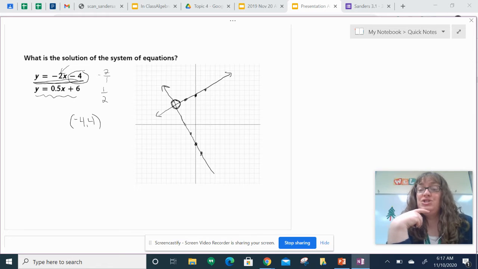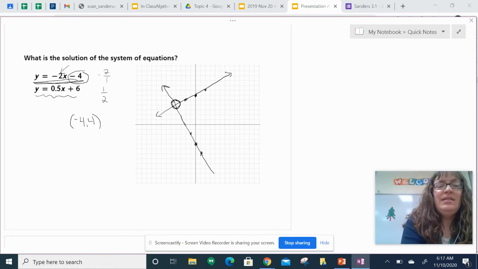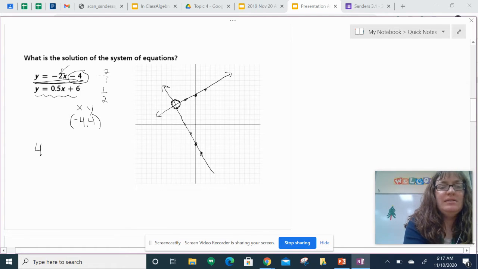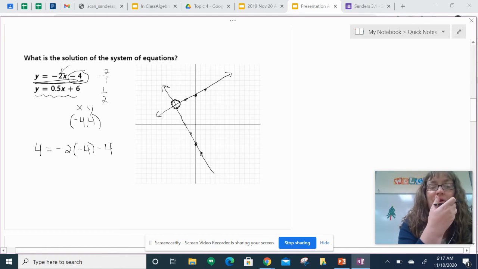So I always like to check my answer by plugging these values in. Again, this is the x and this is the y. And so I'm just going to check it in that first equation by saying, is it true that 4 is equal to negative 2 times negative 4 minus 4? All I did was plug the 4 in for y and the negative 4 in for x.